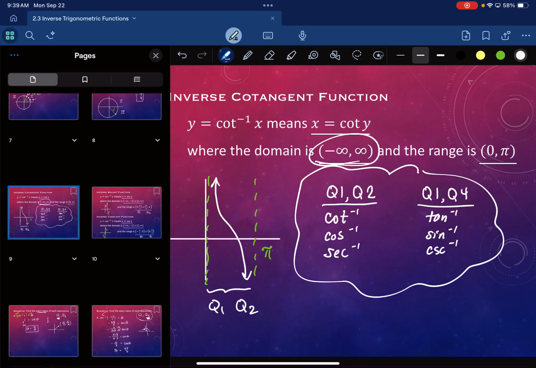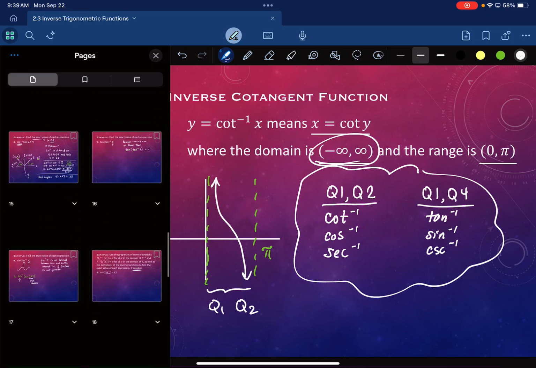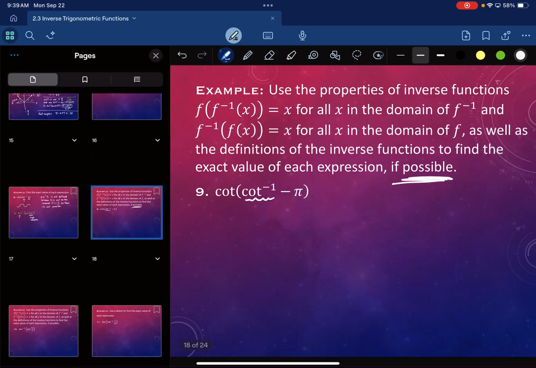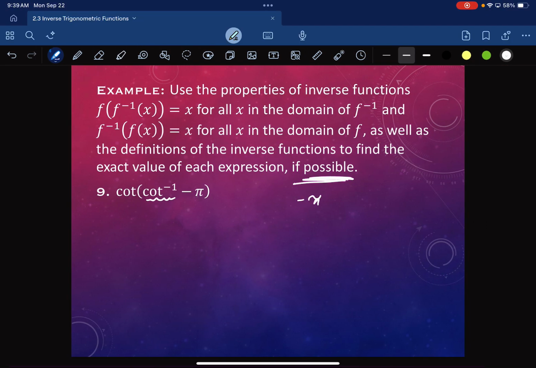That's my domain. So this is very friendly. We can make that work. Negative pi works, so negative pi is on that interval, between negative infinity and infinity. So we are actually able to cancel these out. The cotangent of the inverse cotangent of negative pi is just negative pi. And we're done, because we checked it was on the domain. Let's try another one. And then we're going to mix things up a little bit with some composite functions.